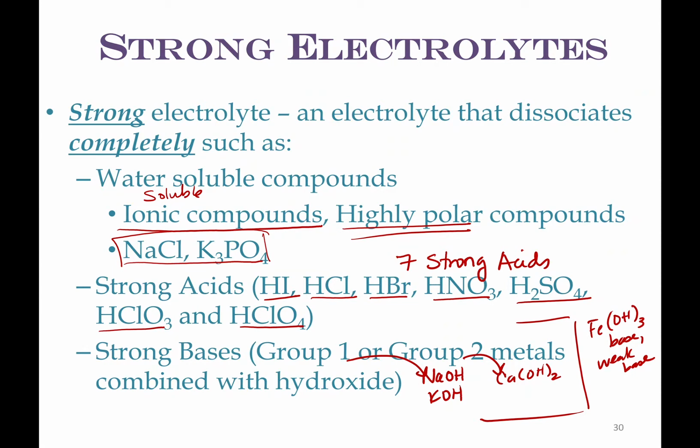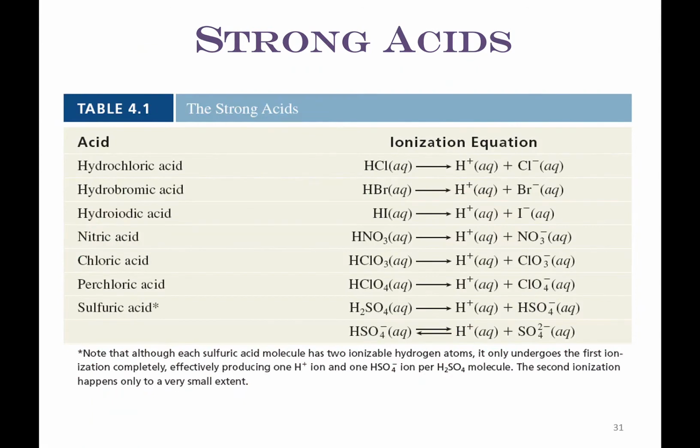So it's best if you can memorize those 7 strong acids and these strong bases that are group 1 and group 2 hydroxides. That will help you. And then I'm going to show you how to determine this with the solubility chart. This is a table from the book.